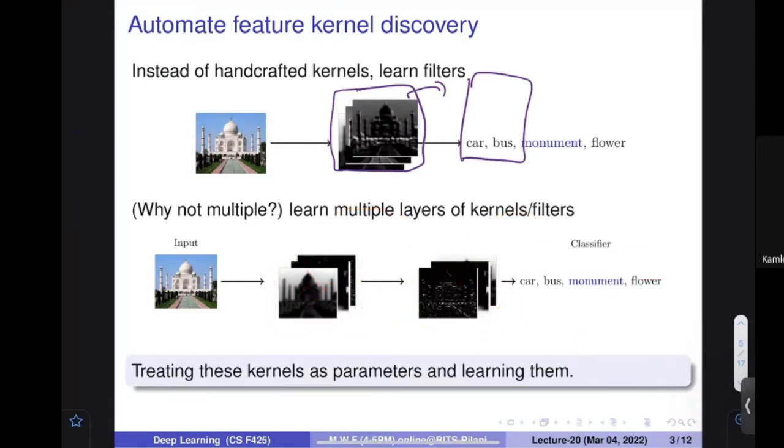So this is again a good thing about CNN: on one hand it enables you to automatically discover the features, and on the other hand it also enables you to create a hierarchy of the features. Okay. All right. Any questions till now?